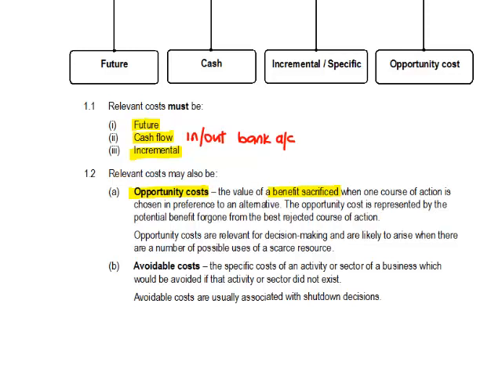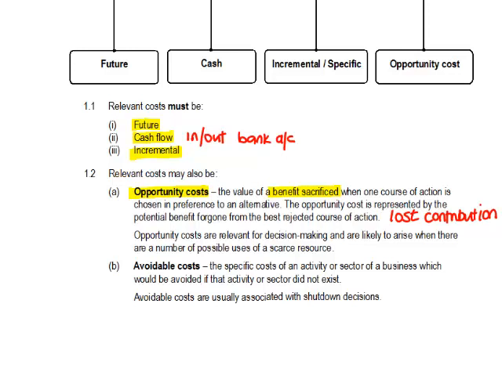Quite often in questions, the way that this will manifest itself is by looking at lost contribution. So for an example, let's just say that we had some scarce resources, maybe some labour, and we had to decide whether we were going to use our labour to make one product in preference to another. The lost contribution from the product that we don't make is what we call the opportunity cost of making that decision.